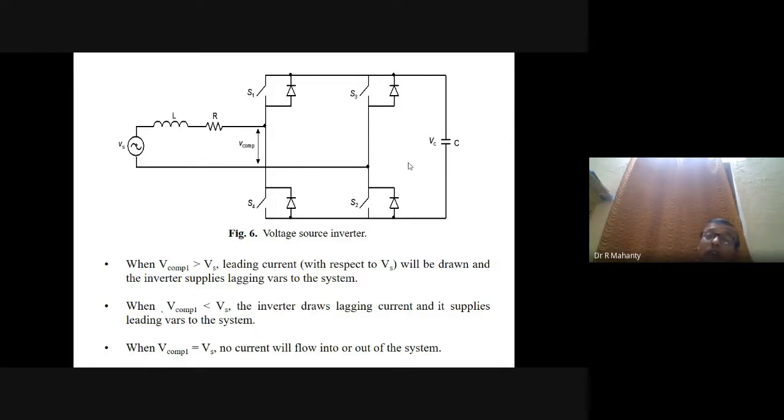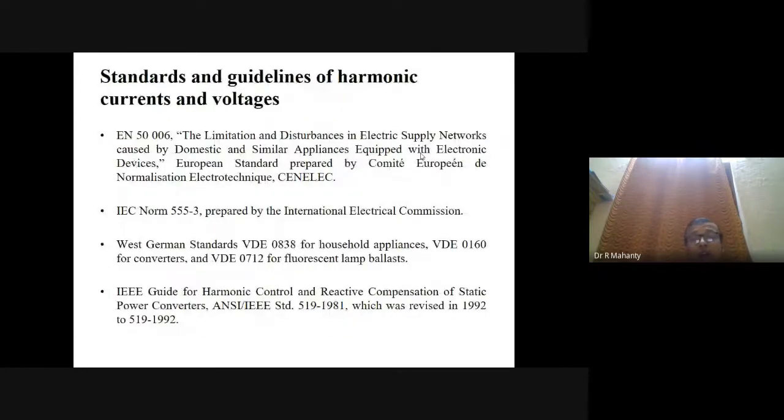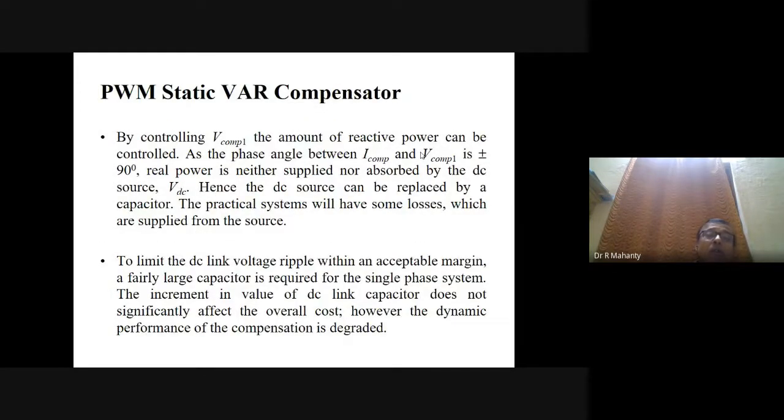The only difference will be that the dynamic response of the system will be degraded, because the time constant of the circuit will be large in that case. Okay, so this is how a PWM VAR compensator can be used for reactive power compensation.